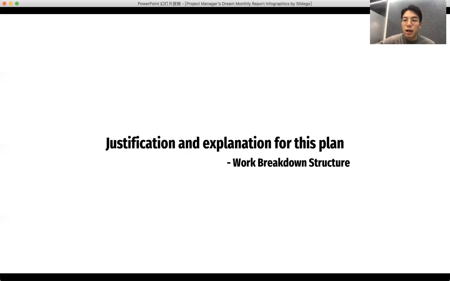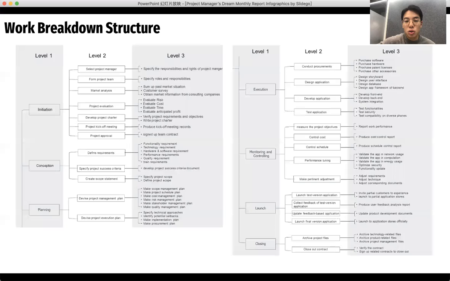And I would like to share some information about the justification and explanation for this plan. The first one is the work breakdown structure. I identified 7 level 1 work breakdown structure items here, which are initiation, conception, planning, execution, monitoring, controlling, launch, and close.